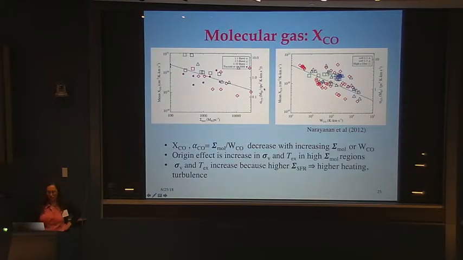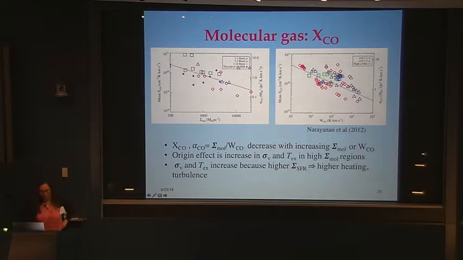Okay, so you can try to calibrate this for galaxies as well, not just on a local scale. This shows, from galaxy simulations and then doing the post-processing radiative transfer, how XCO depends on the properties of the galaxy. You can see that generally you expect XCO to decrease at increasing surface density or increasing WCO.